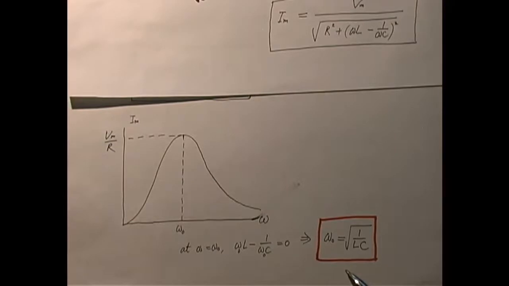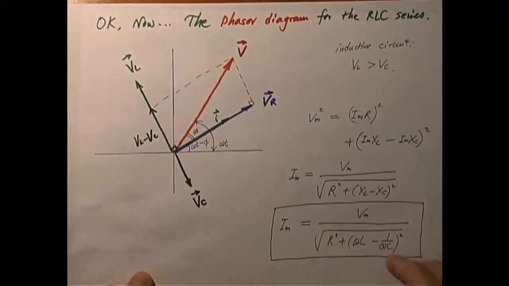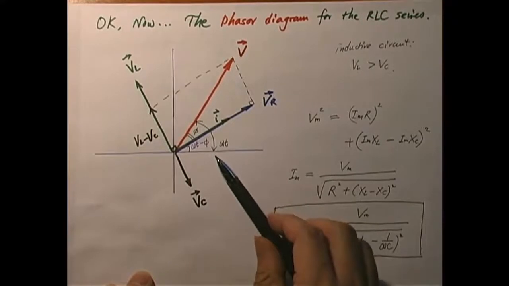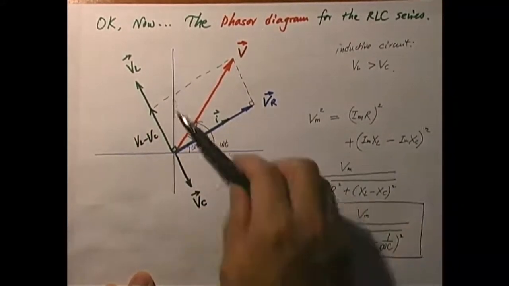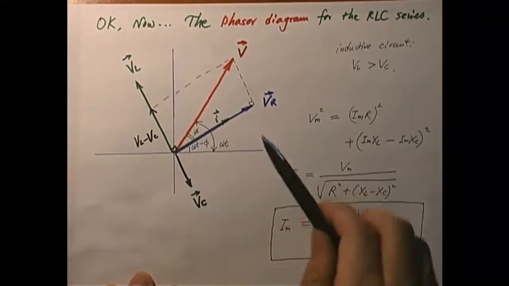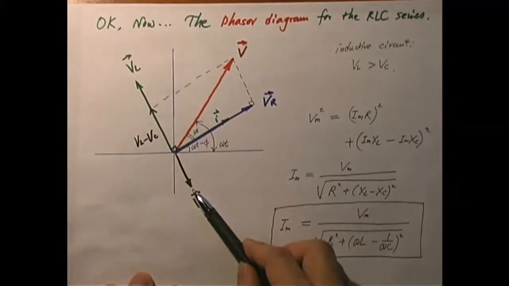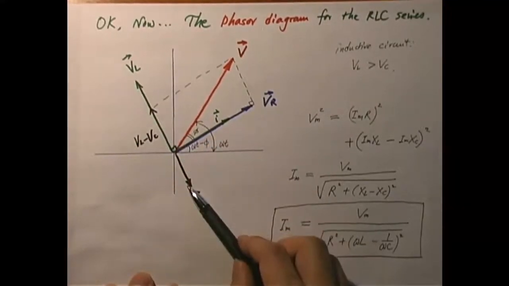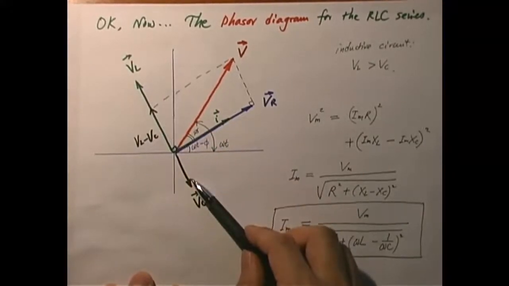How does that make sense? Well, as a matter of fact, it makes good sense. If you go back to this phasor diagram, this is always the key. If omega is very large, then VL is very long, because VL goes like omega. On the other hand, VC will be very short because it goes like 1 over omega. Gradually, as you decrease the frequency, VL gets shorter and VC gets longer, and at some point, VL and VC have the same length. If they have the same length, then when you add them together, what happens? They disappear. There is only one V left, and that's VR.